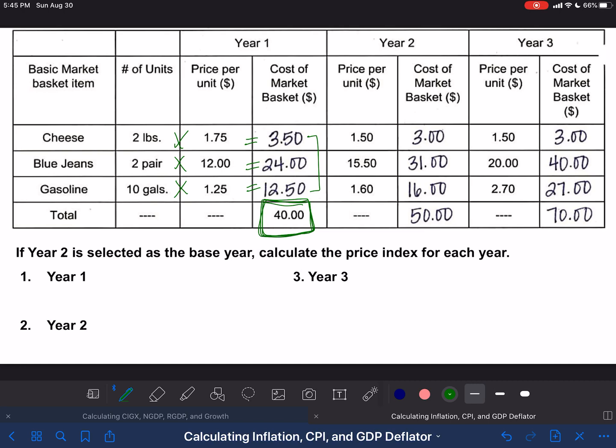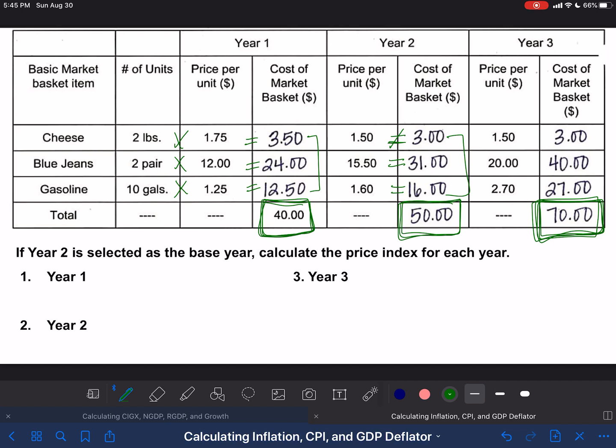So we'll do the same thing for year 2. We have 2 pounds of cheese times 1.50 equals 3. And then 2 pairs of pants for $15 equals 30. And then 10 gallons of gas times 1.6 equals 16. We add these 3 numbers together, and our market basket for year 2 is 50. Then we did the same thing for year 3, and our market basket for year 3 is 70.